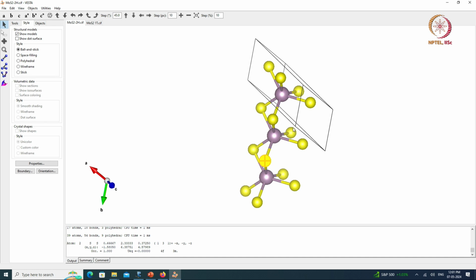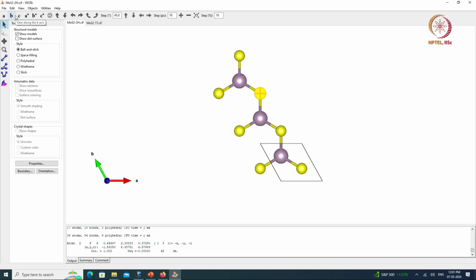So, along a certain orientation, if I look at it along the C axis, there are 2 triangles here which are exactly overlapping on top of each other. So, that is your 2H phase of MoS2. Similarly, you can do these operations for the 1T phase of MoS2 and try to understand what the structure of MoS2 is.